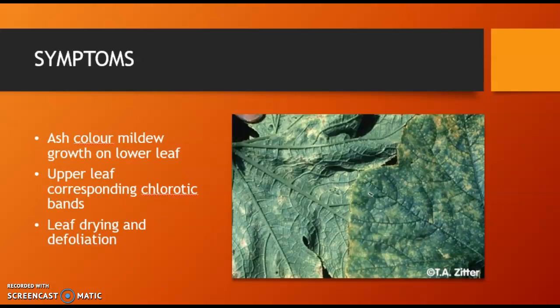The symptoms of downy mildew on pumpkin include an ash color mildew growth that can be seen on the brown leaf. The upper leaf surface has chlorotic bands corresponding to the mildew on the lower surface. In the latter stages, there can be the observation of leaf drying and defoliation. This pathogen occurs in high dew conditions and low night temperatures.